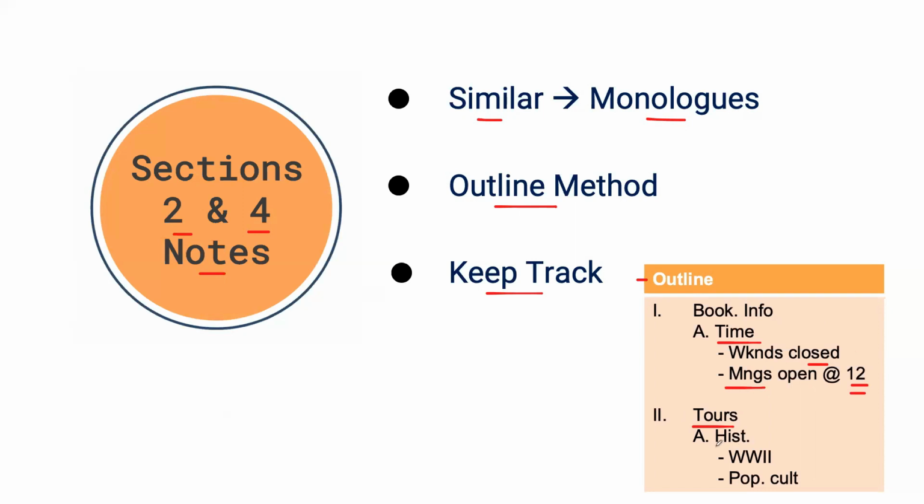In this case, we could say maybe history tours about World War II or popular culture. You see that I've used some symbols and some abbreviations that, again, make sense to me. Your outline might look a bit different here. It might have fewer words. It might have more words depending on how much you can multitask and how much you can write while you are listening.